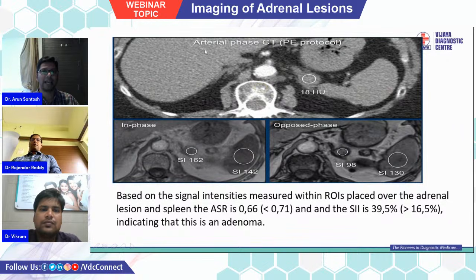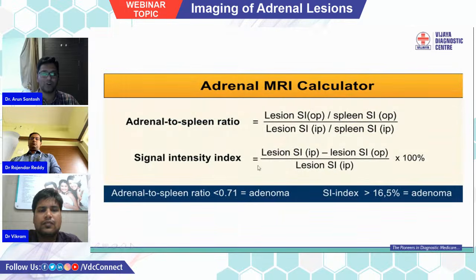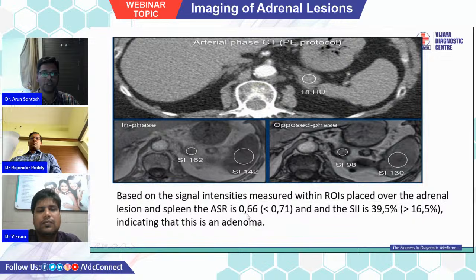Here we can see an axial post-contrast arterial phase image done for some other case. Here they found a left adrenal lesion where on post-contrast the value is 18 HU, so it was of slightly indeterminate nature. So the patient was subjected to in phase and out phase chemical shift imaging MR. Here the ROI curves were drawn on the left adrenal mass and the spleen. Here the signal intensity values are there, and upon using the previously described formulas, it turned out that the adrenal to spleen ratio is 0.66, which is less than 0.71, and the signal intensity index is 39.5, which is more than 16.5%, indicating that it is an adenoma.